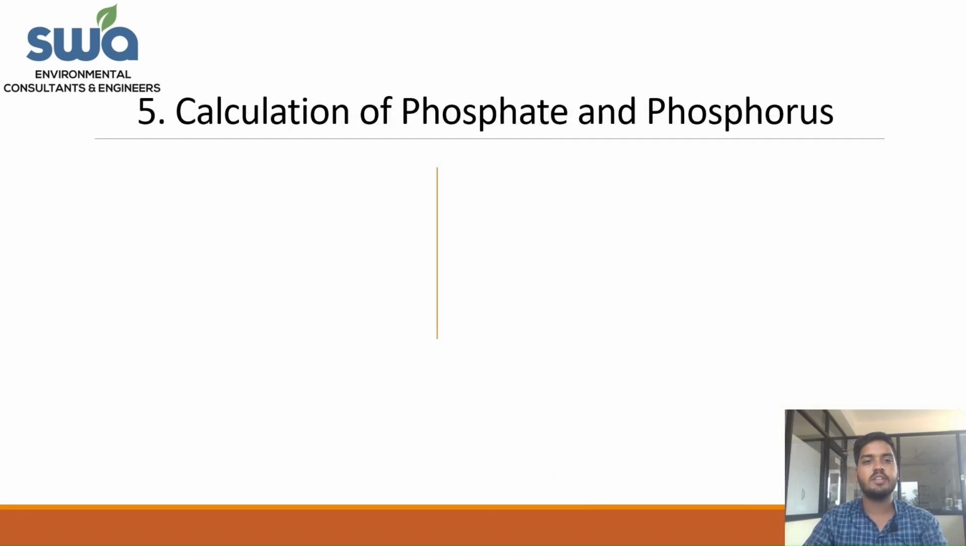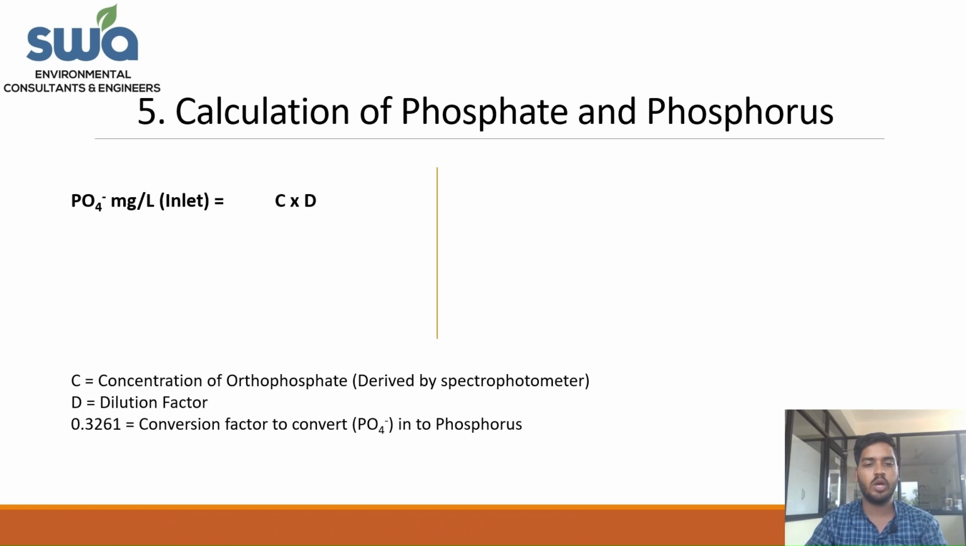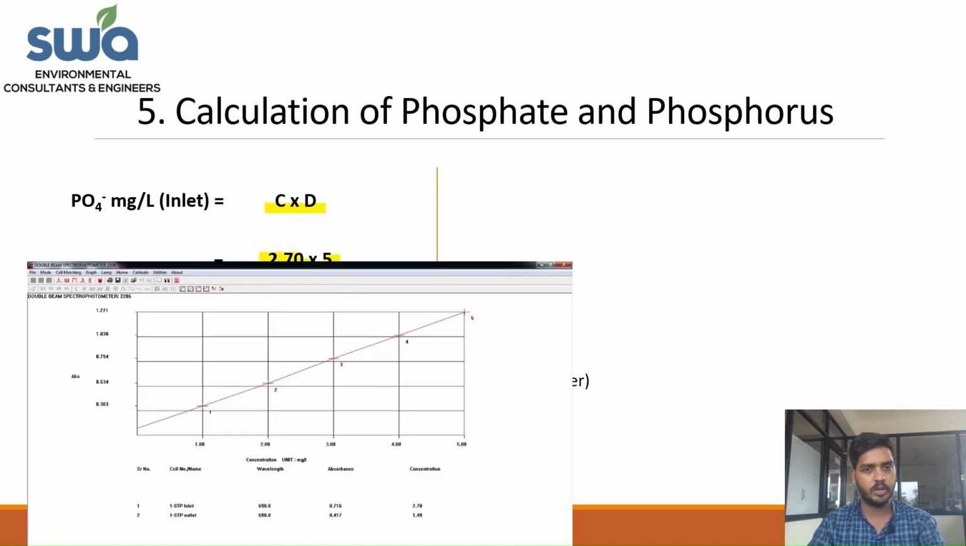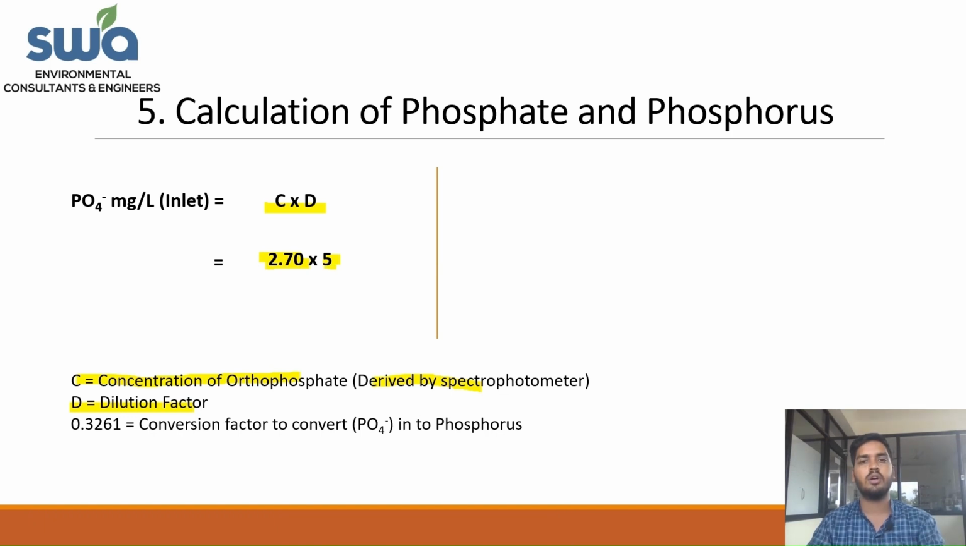And now let's finally understand the calculation of phosphate and total phosphorus. The formula for phosphate is C into D, where C stands for the concentration of ortho-phosphate derived by the spectrophotometric method, and D stands for the dilution factor. If you remember, we have taken 20 ml sample for digestion. The ideal sample taken in this process is 100 ml, so the dilution factor will be 5. That's why 2.70 is the concentration which we have derived with the help of the spectrophotometer, and 5 is the dilution factor.